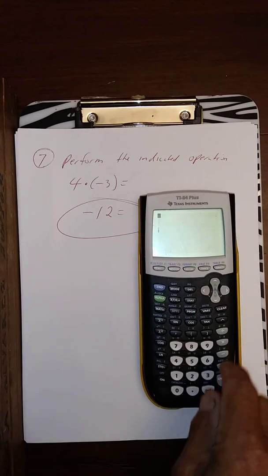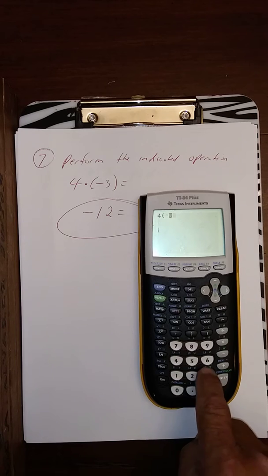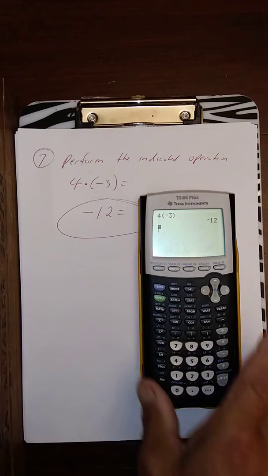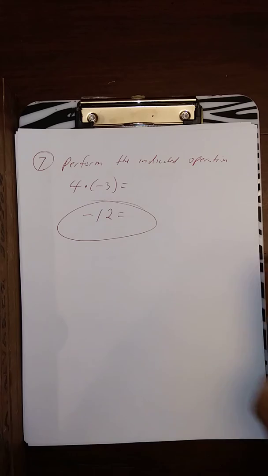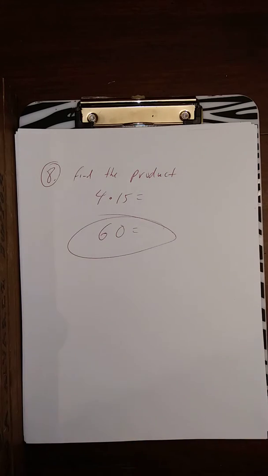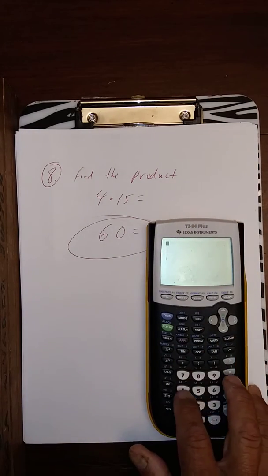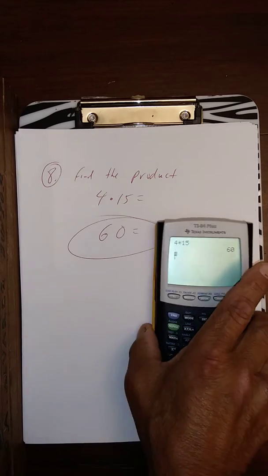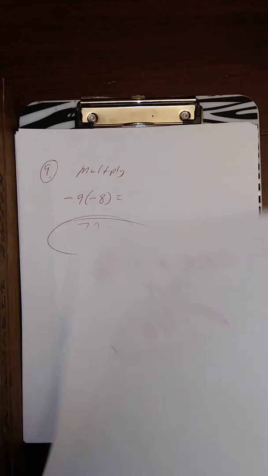4 times negative 3. So 4 parentheses negative 3. Close it and hit enter. It's a negative 12. Next one. Find the product of 4 times 15. Again, 4 times 15. Enter. It's 60. Got it. 60 works. Alright, next one.